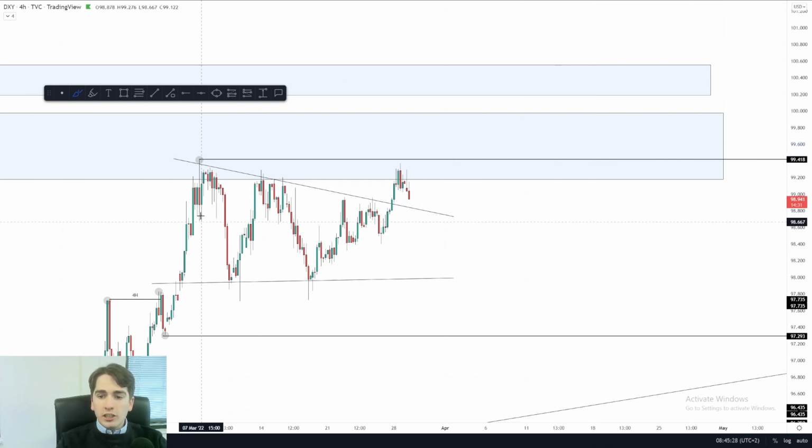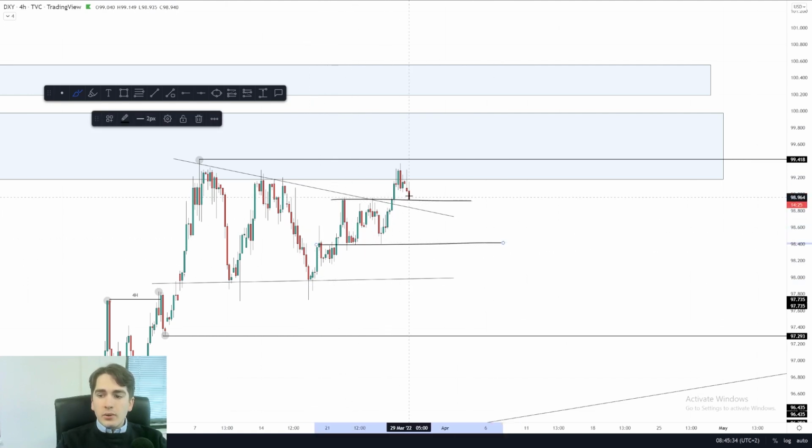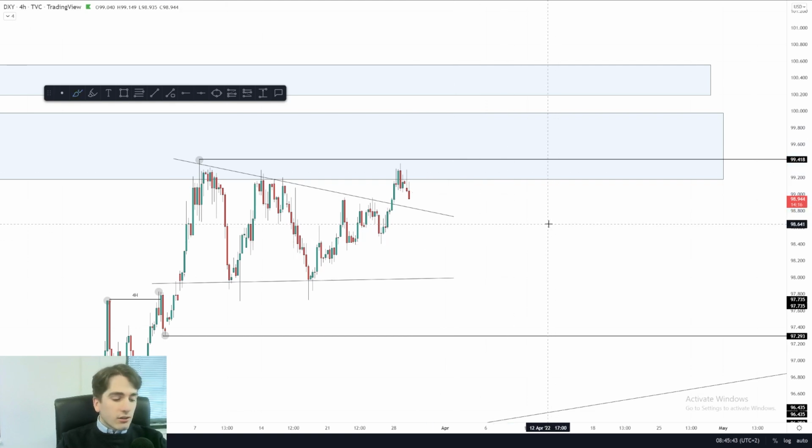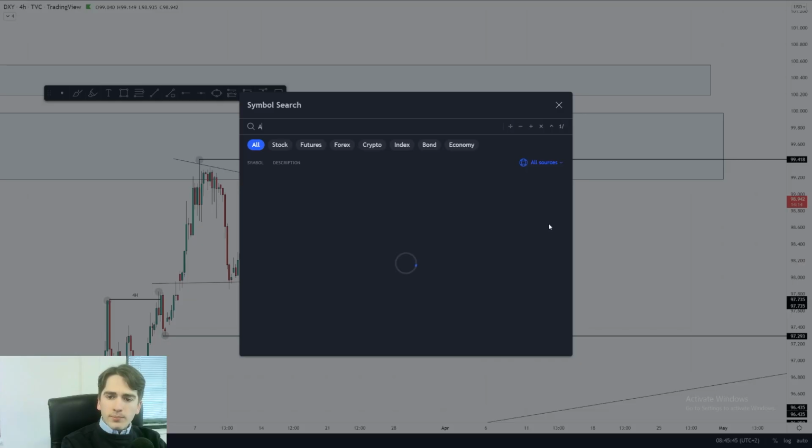For the rest, nothing much has changed, still in this overall range, but for now I'm just following this internal order flow, and I do see that we are heading in towards this area of consolidation where I do expect the market to slow down a bit and potentially see a reversal. So that is it from the dollar index. Let's head over to Aussie dollar.